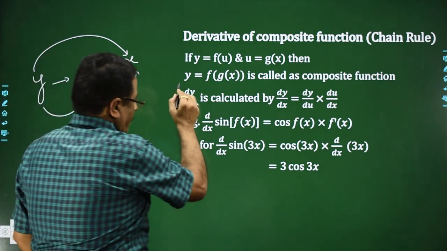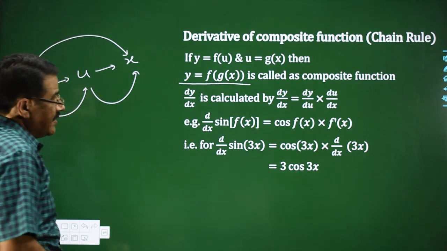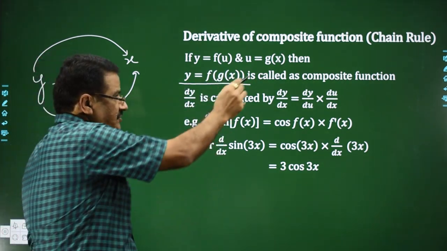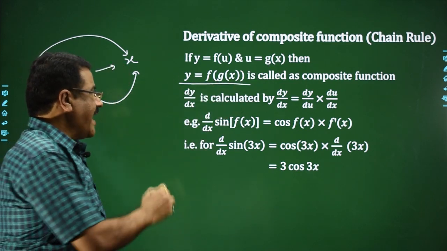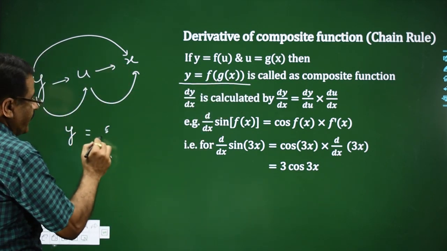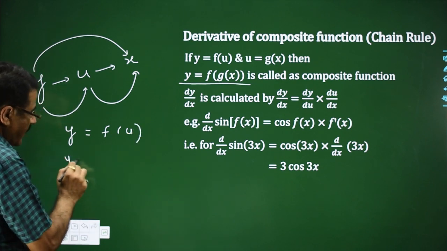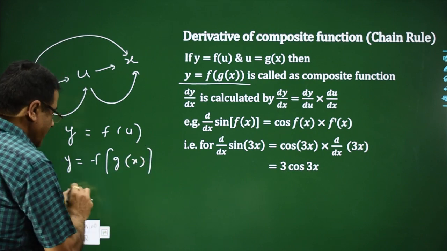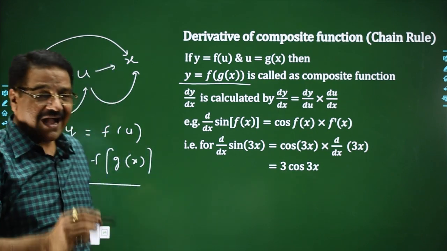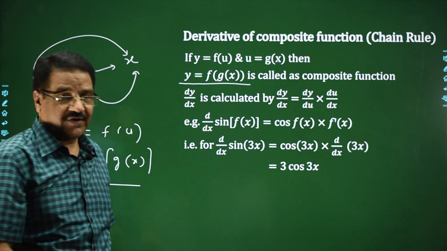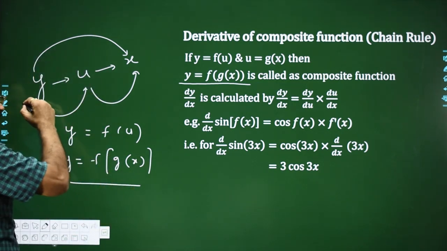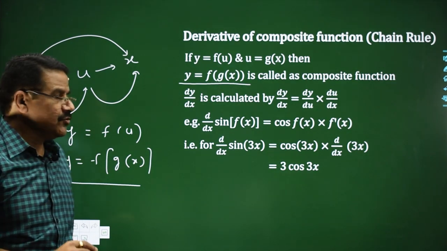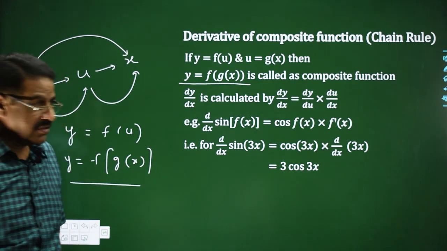Here this is called y is equal to f of g of x. Why? Clearly we can see that u is replaced by its functional relationship g of x. So, y is equal to f of u, and therefore here we can write u is nothing but g of x. So, this is called a composite function. I have expressed this composite function in short with the help of this arrow diagram. So, whenever there is a composite relationship, we have to use the rule that is called the chain rule.